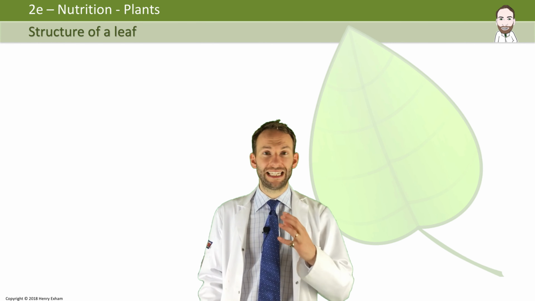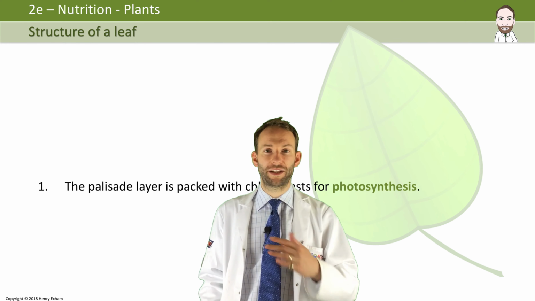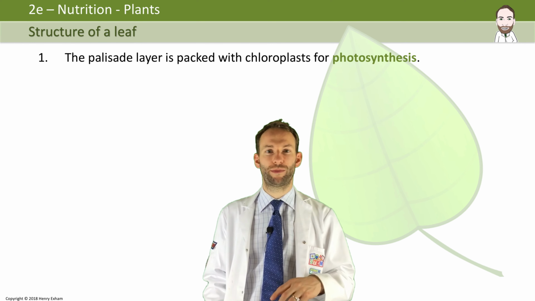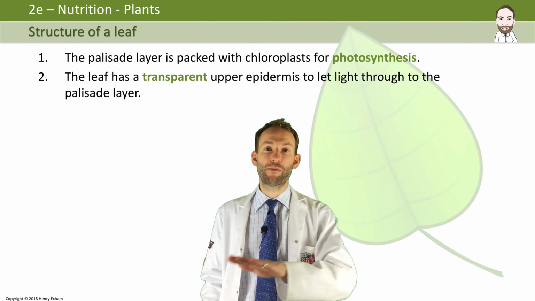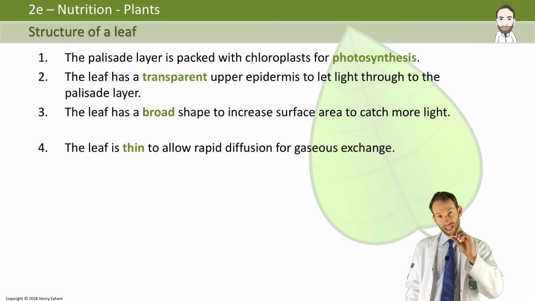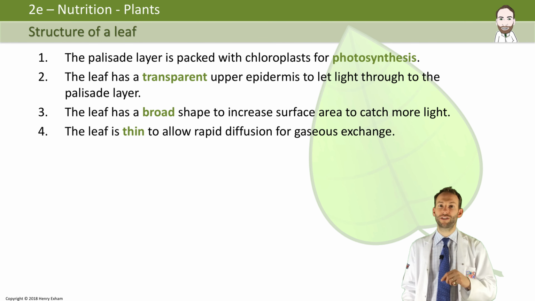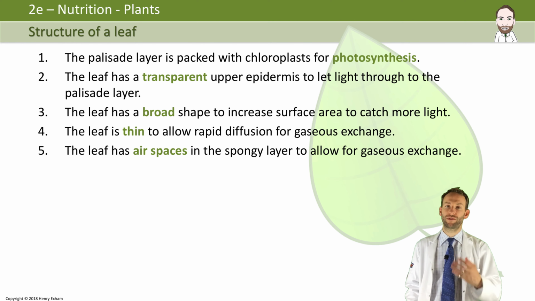So as I've been saying, leaves are perfectly adapted to carry out photosynthesis. You've got the palisade layer, which is packed with chloroplasts. The upper epidermis is transparent, which lets light through. The leaf has a big, broad shape, massive surface area to catch more light. Very, very thin, which means a short diffusion distance for gases, so that speeds that up. Lots of air spaces, which helps with diffusion.